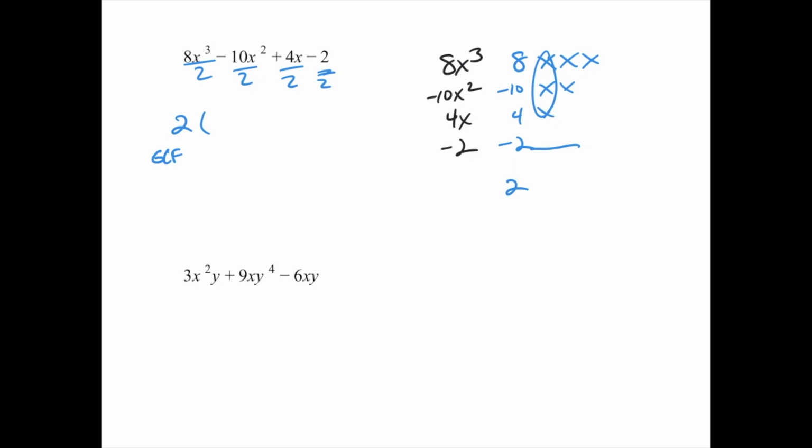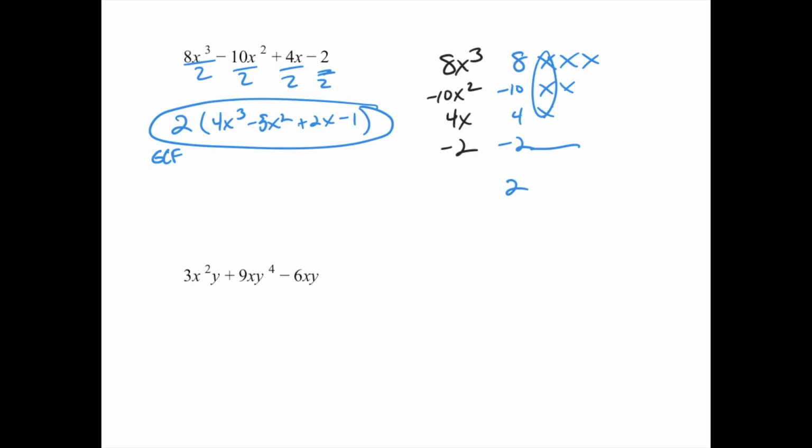So in this case, 8x cubed divided by 2 is 4x cubed. Negative 10x squared divided by 2 is negative 5x squared. 4x divided by 2 is 2x. And negative 2 divided by 2 is negative 1. So the factored form of this would be 2 times 4x to the third minus 5x squared plus 2x minus 1.